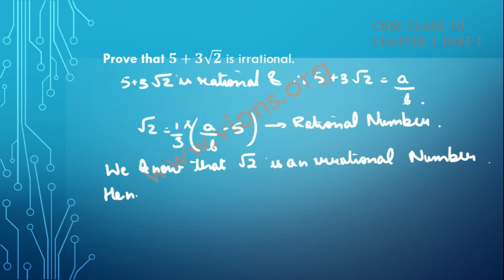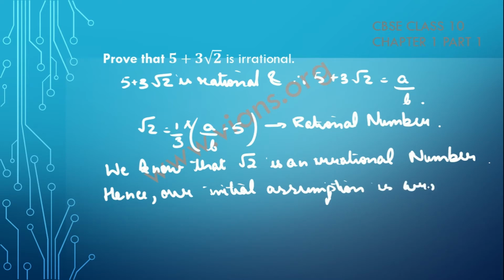Hence, our initial assumption is wrong. Hence, that is 5 plus 3 root 2 is an irrational number.